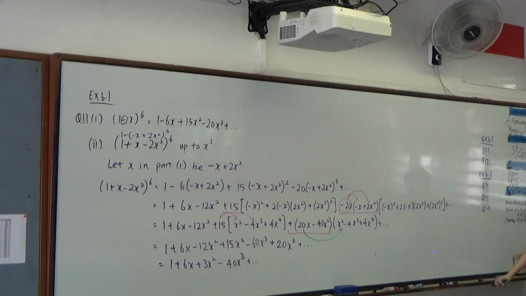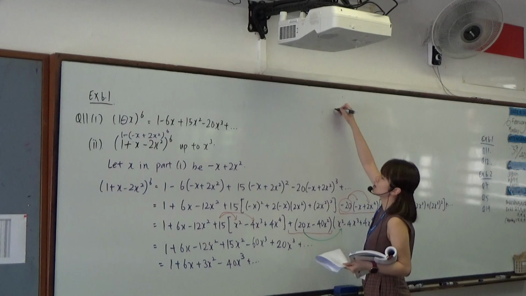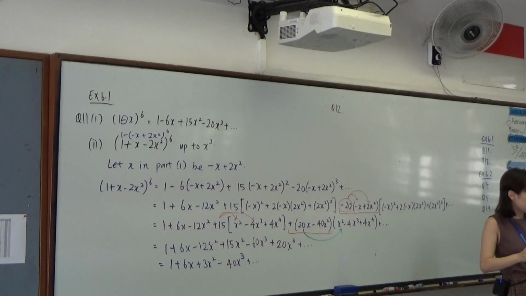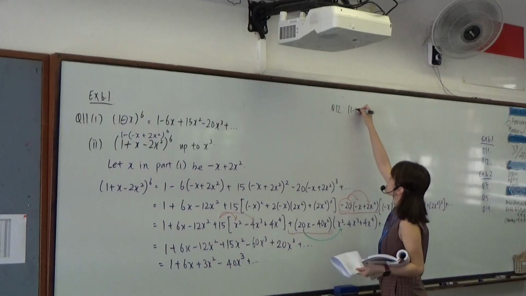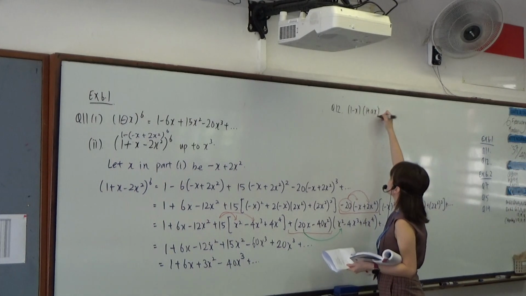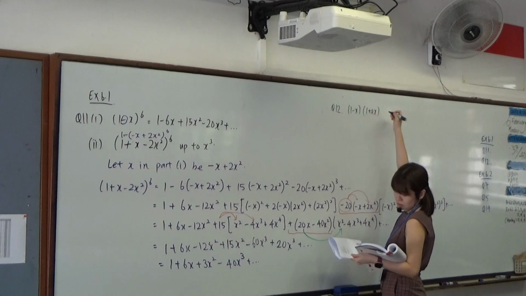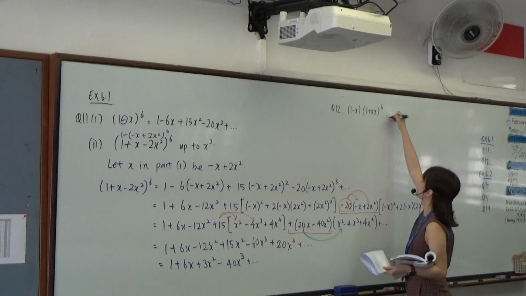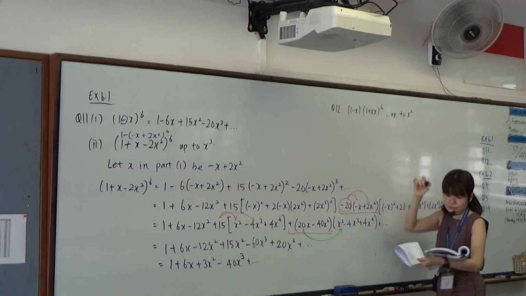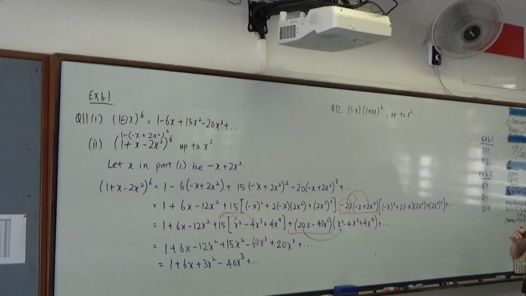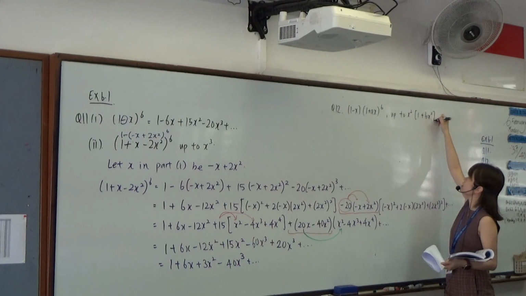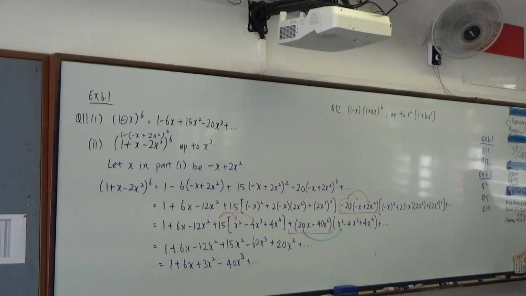Okay. Next we look at exercise 6.2. Question 12. We want to expand 1 minus x times 1 plus ax to the power of 6 as far as the term in x squared. And it says that the result is going to be 1 plus bx squared. So upon simplification, we get this. I'm just writing down the information in the textbook. The question wants us to find the value of a and b.